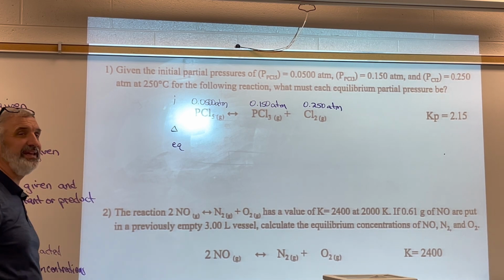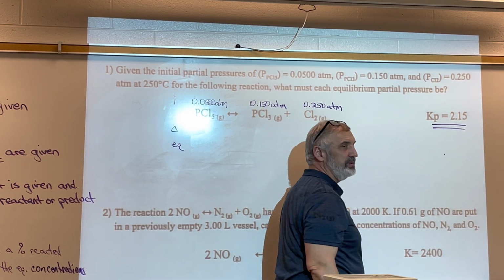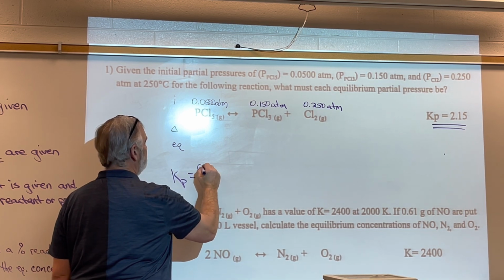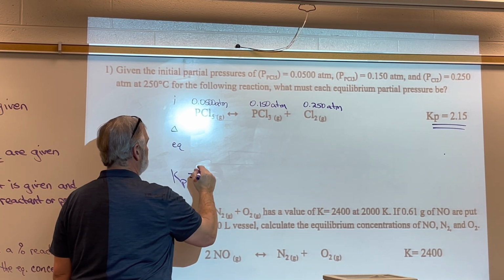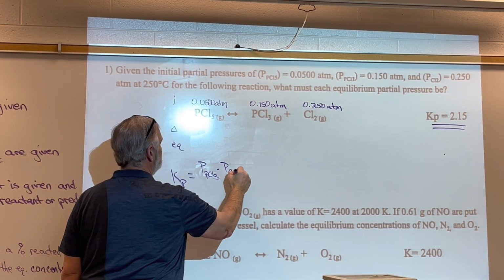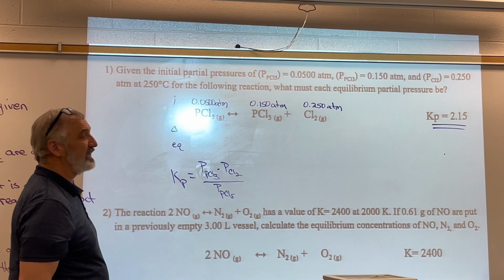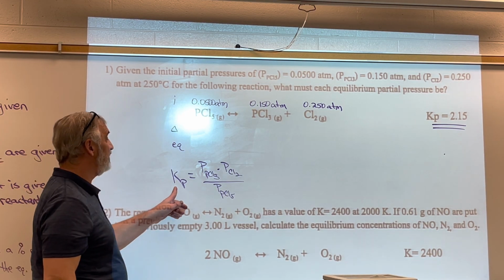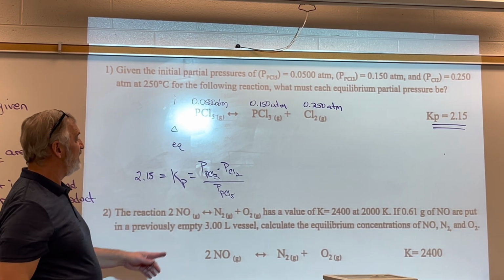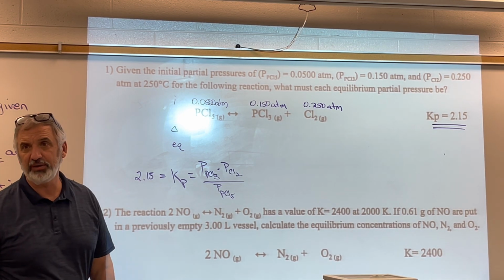This time we don't have any equilibrium concentrations, but we're given Kp. So I know that Kp is going to equal the pressure of the PCl3 times the pressure of the Cl2 divided by the pressure of the PCl5. That's my Kp expression. But I know that all equals 2.15. Somehow, some way, I've got to be able to figure out those.